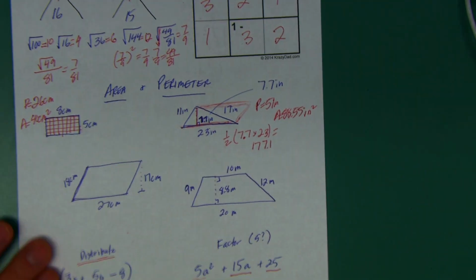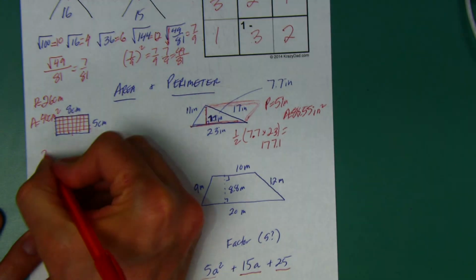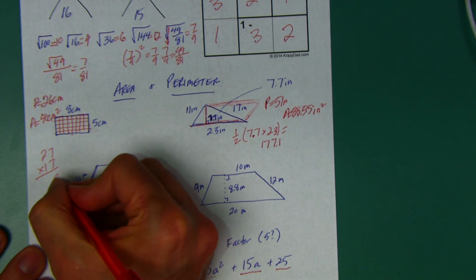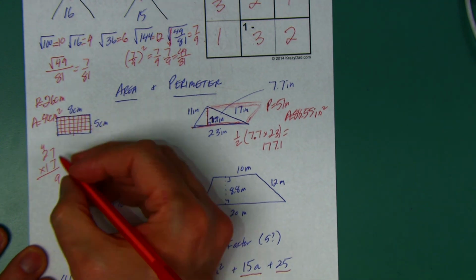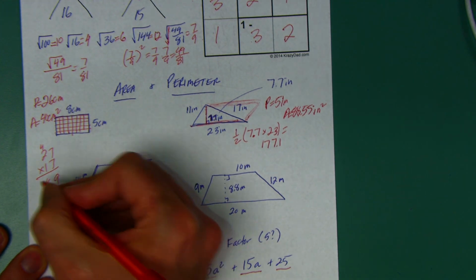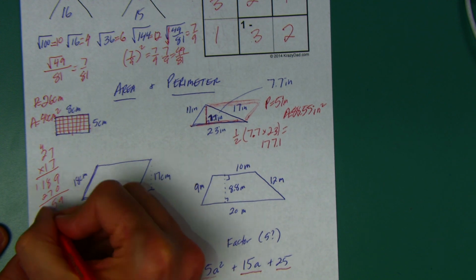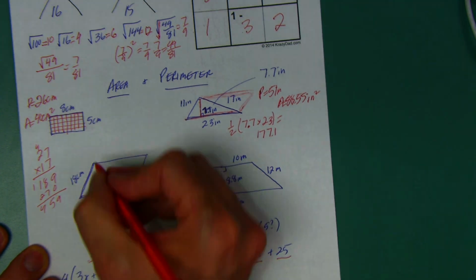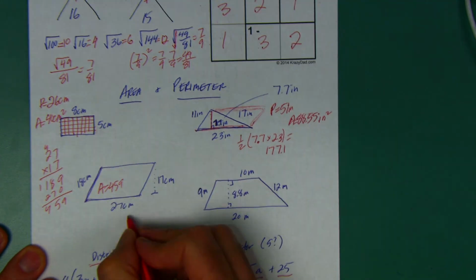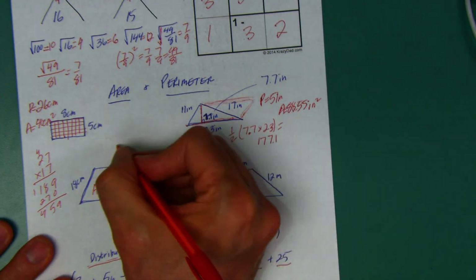Okay? Area of a parallelogram is the base times the height. 17 times 27. 7 times 7 is 49. 7 times 2 is 14 plus 4, 18. Put a placeholder. 1 times 27 is 27. 459 square centimeters.